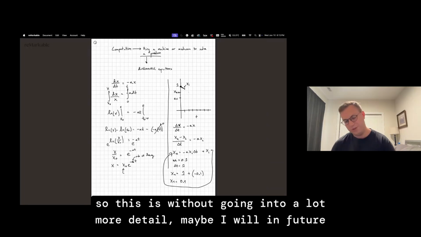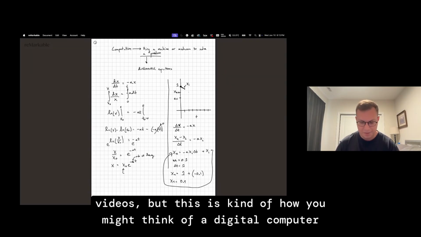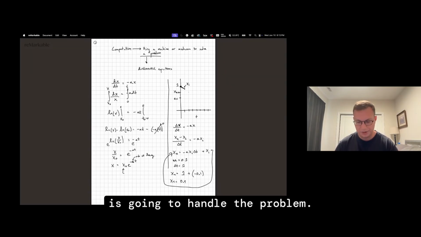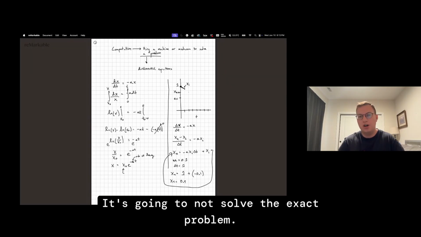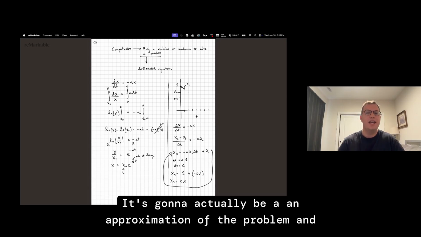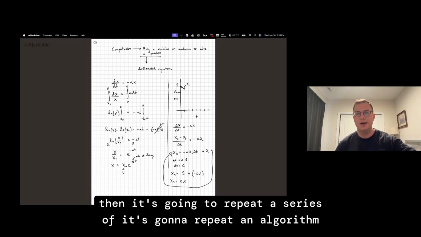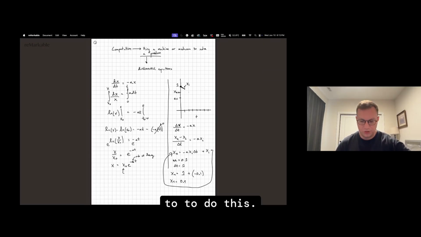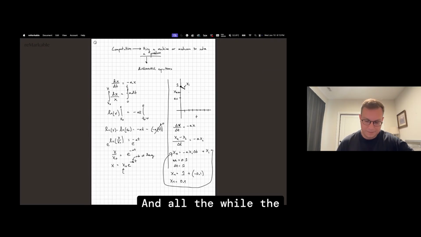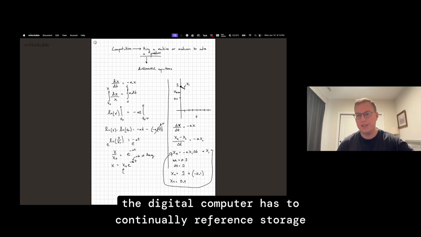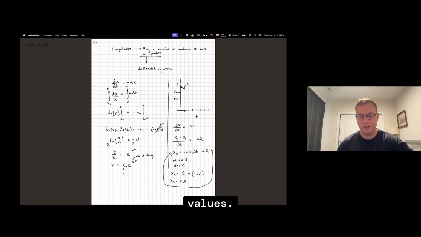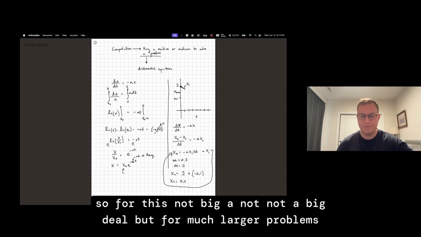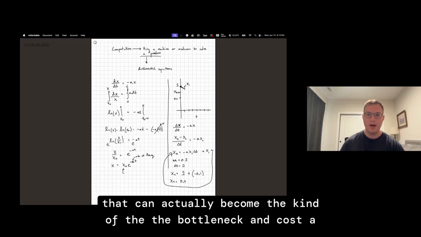Without going into a lot more detail, maybe I will in future videos, this is kind of how you might think of a digital computer handling the problem. It's not going to solve the exact problem. It's going to be an approximation of the problem, and then it's going to repeat an algorithm to do this. And all the while, the digital computer has to continually reference storage values. For this, not a big deal, but for much larger problems, that can actually become the bottleneck and cost a lot of energy.